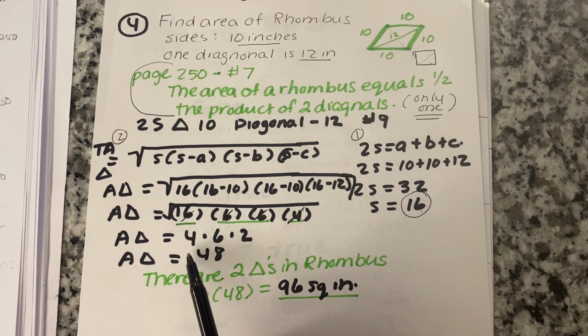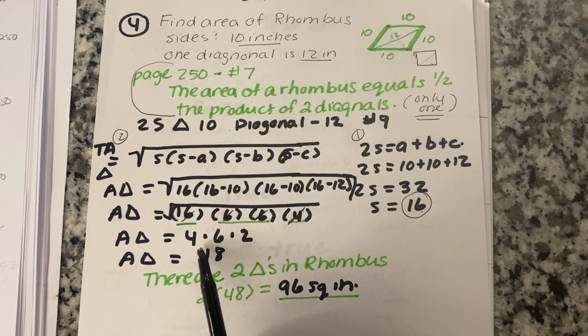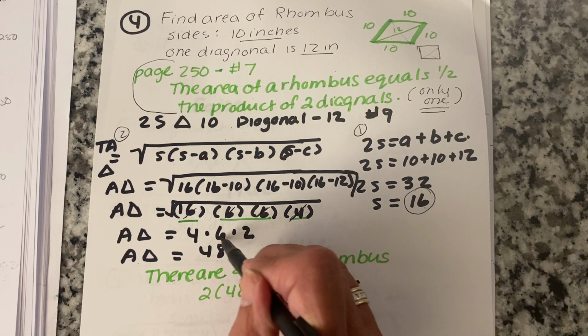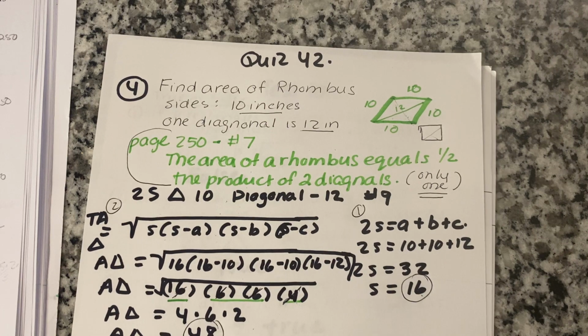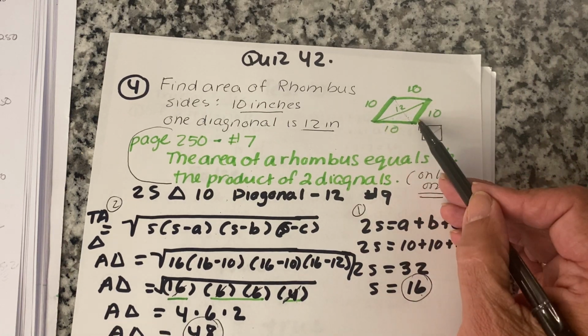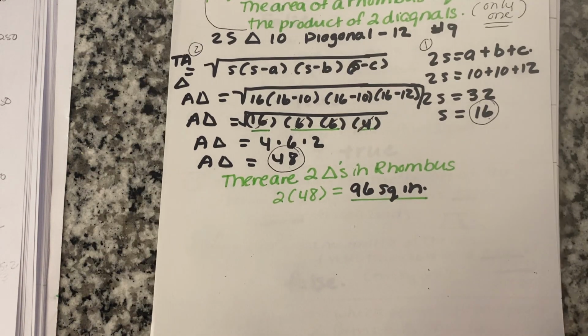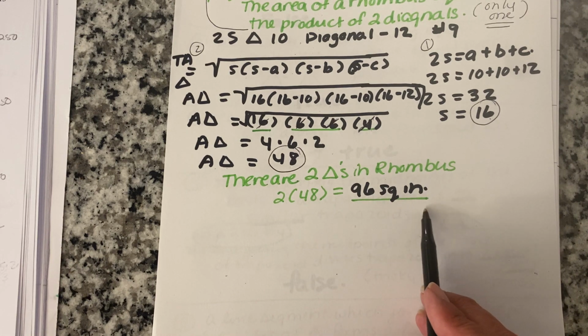So now I have 4 times 6 times 2, because I took the 4 out, I took the 6 out, those 2 6s square out, I took that square out. So now we have 4 times 6 times 2. So 24 times 2 is 48. So now I know that the area is going to be 48. Okay, better not leave it there though, because what did we find? We found the area of this triangle, and there's 2 equal triangles, so I have to times 48 times 2. So there are 2 triangles in the rhombus, so 48 times 2 is 96 square inches.